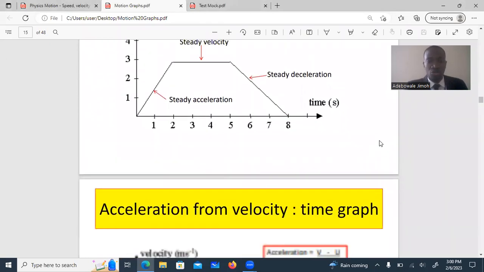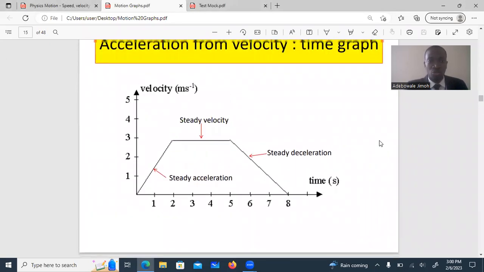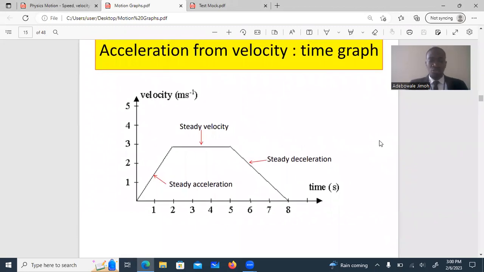So we want to continue our discussion on motion graphs. Now the graph shown on the screen here is a velocity time graph. The vertical axis shows the velocity and the horizontal axis shows the time. So you can see the first part where we have the curve going upward is the velocity. Let me share my screen so you see what I'm talking about.